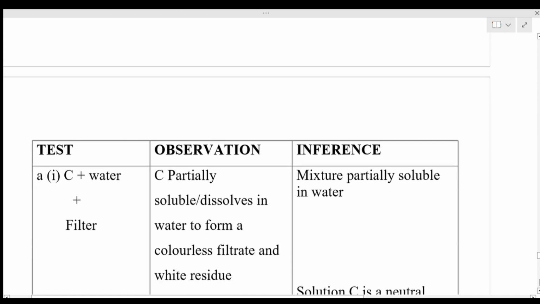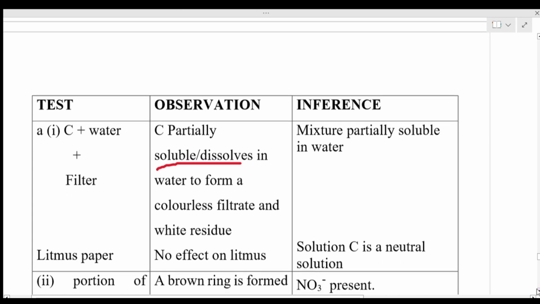We have three columns. We have test, we have observation, and we have what? Inference. So if you are asked, the salts are going to be mixed together in 1:1. As a student, you don't know, they just give you a salt. But as a tutor, the instruction has been given for you to mix the salts together for the student. So plus water, C will partially dissolve in water. If you filter, it gives a colorless filtrate and a white residue.